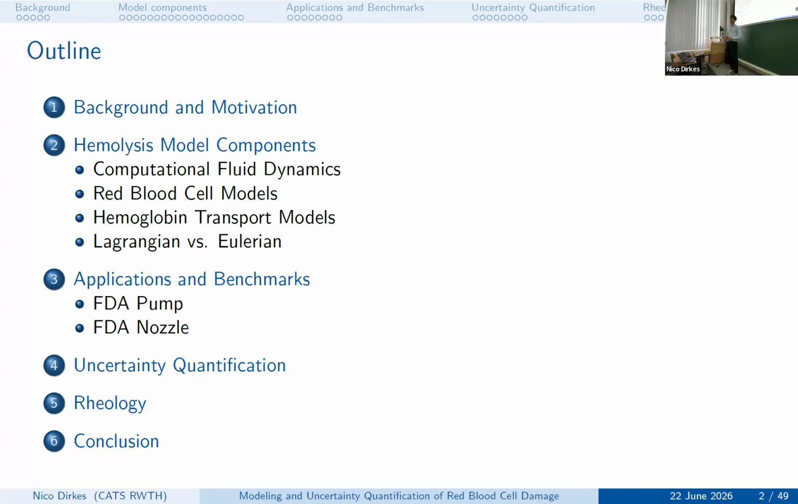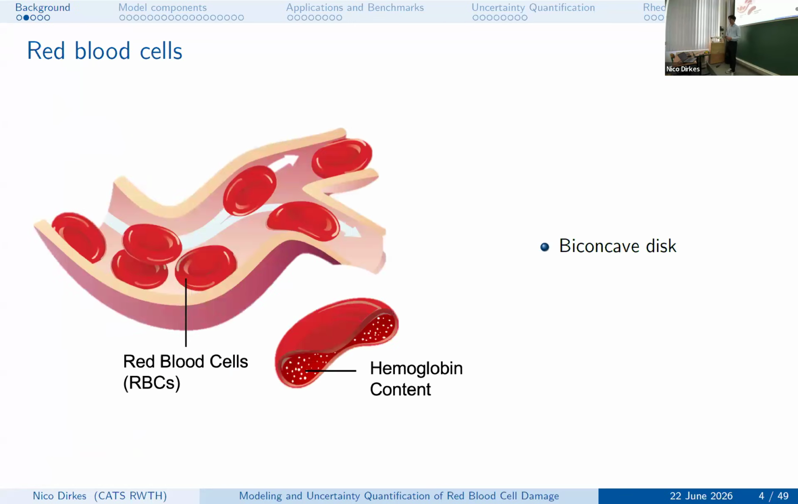to experiments. Then I have two, let's say, more in-depth topics, which are on the one hand, uncertainty quantification, and on the other hand, rheology, which is the work that I've been doing with Tomasz. Yes, and then I will summarize the topics. So let's start with the background.